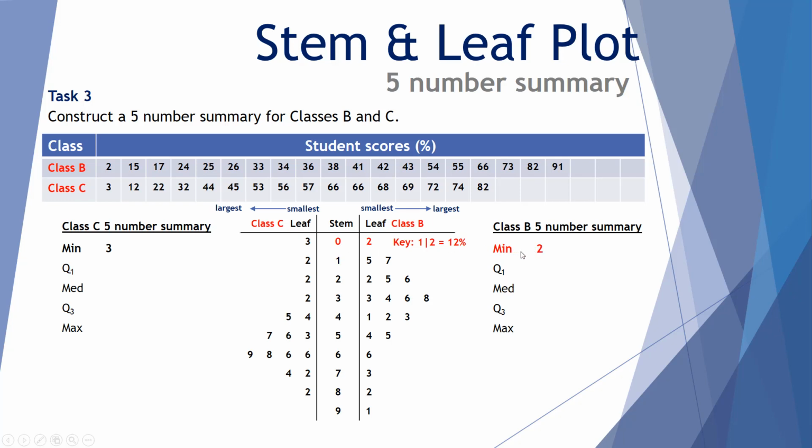The next easiest one, our other bookend, is our maximum. Class C has a maximum of an 8 and a 2 for 82, whereas Class B has a maximum of a 9 and a 1 for 91.